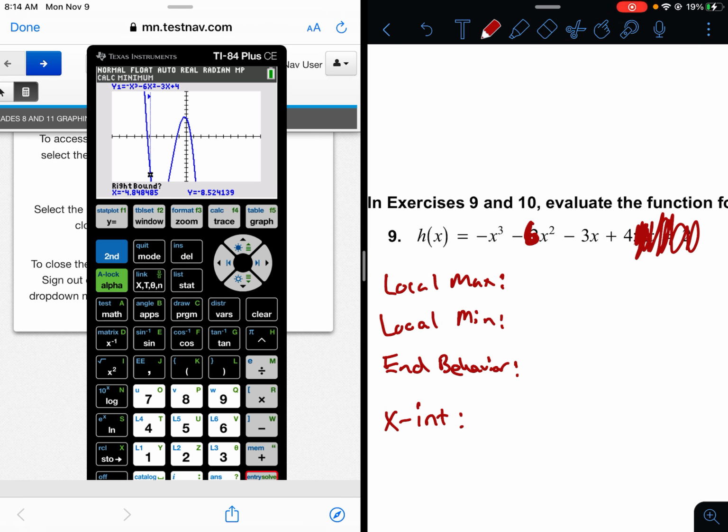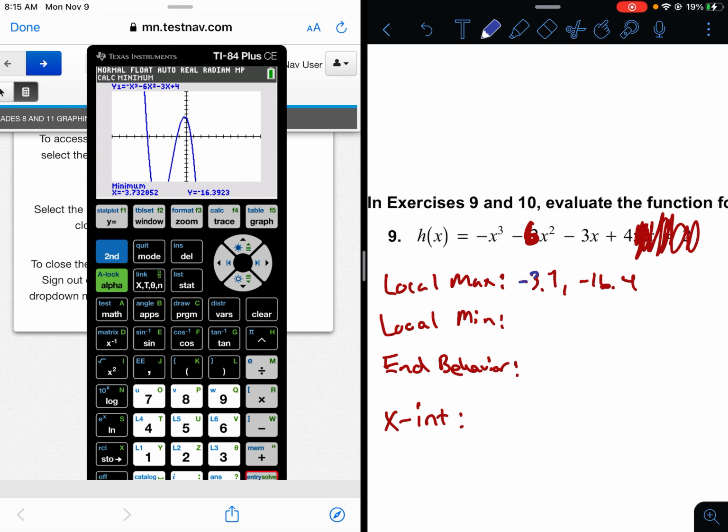See, my cursor is on the left side, and then I'll just wait till it comes up on the right side. There you go. Enter, enter again. And so it gives me a local minimum of negative 3.7 and negative 16.4.